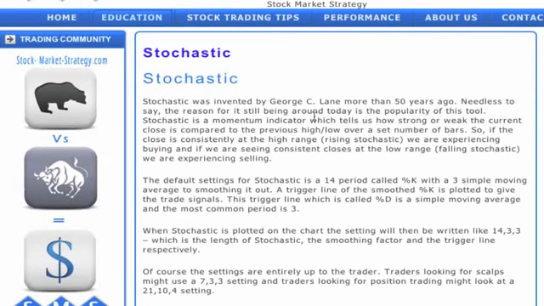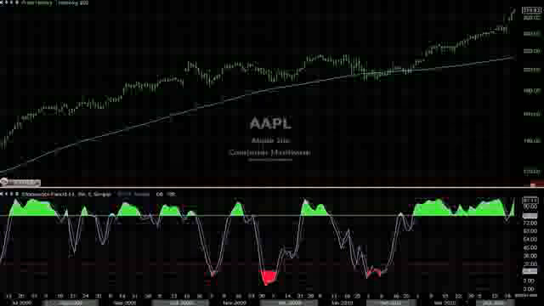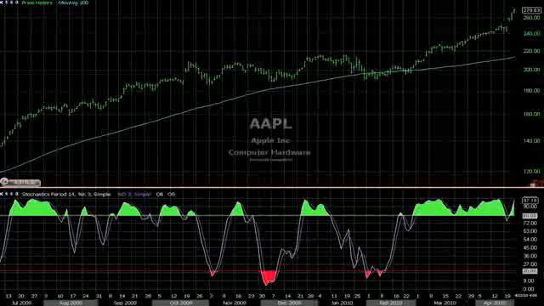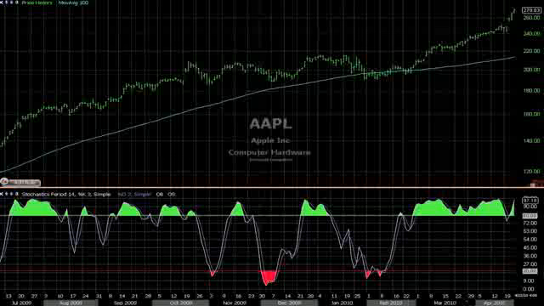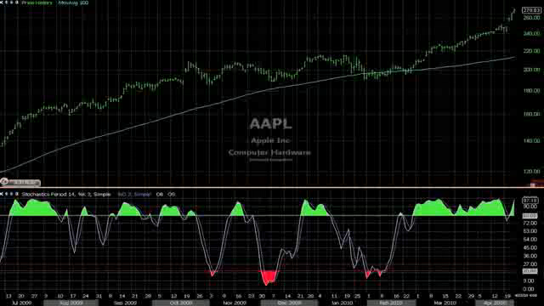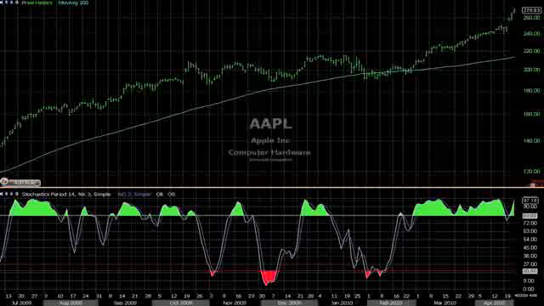Testing the ideas shown here. Stochastic was invented by George Lane more than 50 years ago. It is needless to say that the reason for it still being around is the popularity of this tool. Stochastic is a momentum indicator which tells us how strong or weak the current close is compared to the previous high-low over a set number of bars.